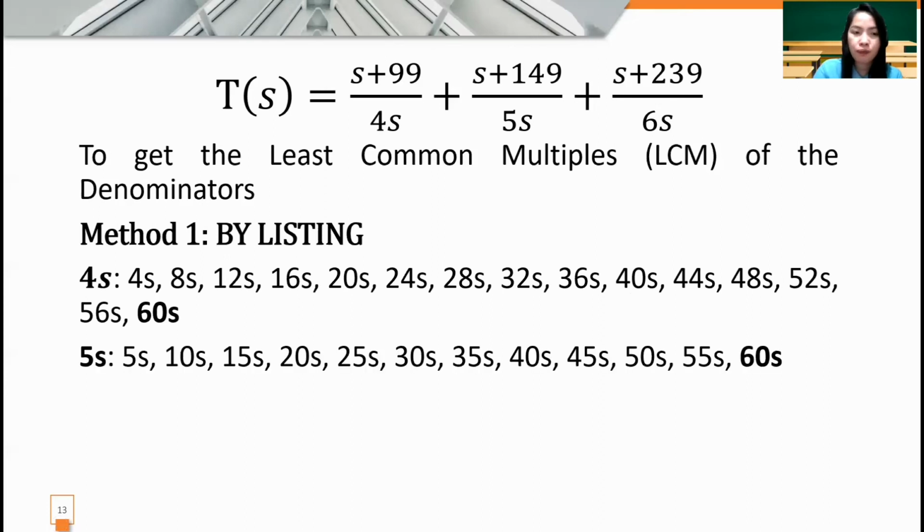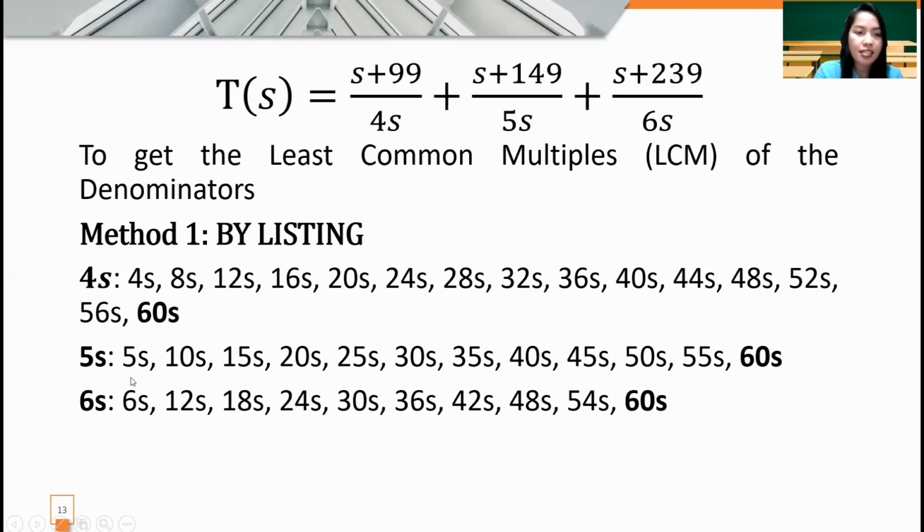Sa 5s naman, again, using the multiplication table, and you have to include the variable s. 5 times 1 is 5, 5 times 2 is 10, 5 times 3 is 15, 5 times 4 is 20, 5 times 5 is 25, and so on and so forth. Again, wag kang titigil hanggat hindi mo nakukuha yung common sa 4s, sa 5s, and sa 6s. Multiplication table of 6s, we have 6 times 1 is 6. Do not forget the variable s. 6 times 2 is 12. 6 times 3 is 18. 6 times 4 is 24, and so on and so forth.